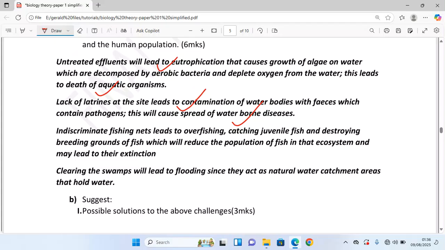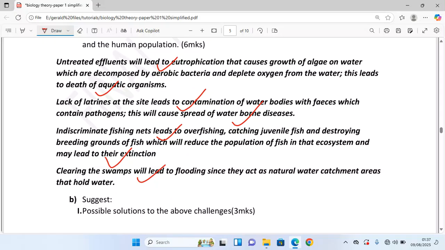Then we are seeing the indiscriminate fishing. What does it cause? Catching of juvenile fish and destroying the breeding grounds. What will that result into? The population of fish reduces and leads to their extinction. So see, we are looking at the activity, what it causes and how it does that. The same applies to this.